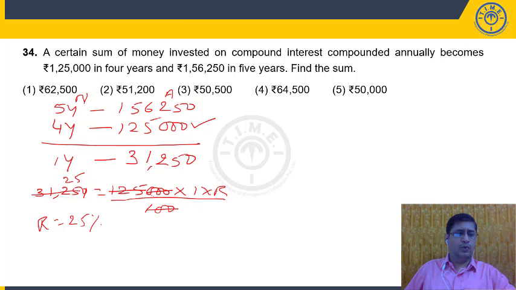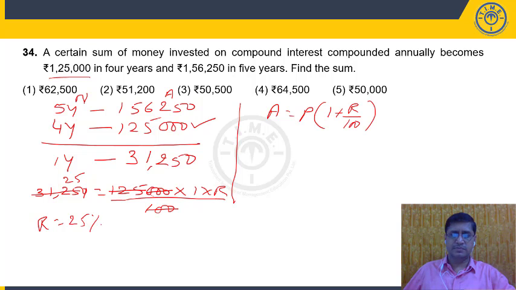Now 125,000 is the amount in a period of 4 years. What is the principal? Amount is equal to P into (1 plus R by 100) whole power n. I am using the formula for amount. So what is the amount? 125,000. P to be found. R is equal to 25%.